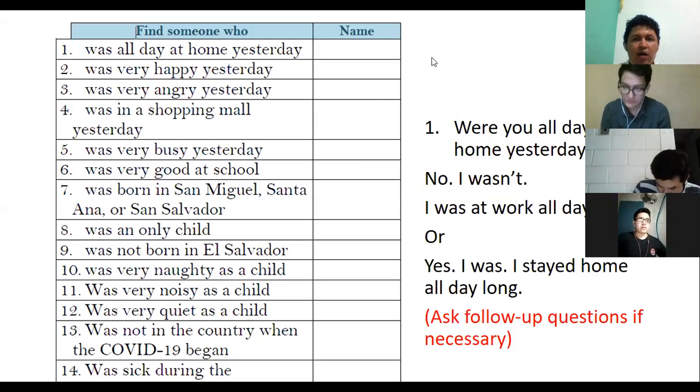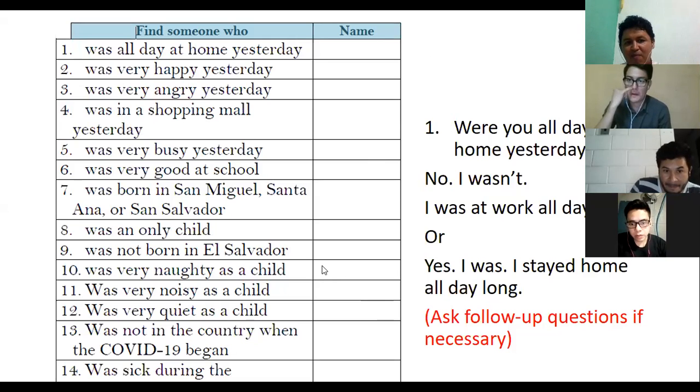All right, okay. So everyone, in 1 minute, you have to come back to the main station and be ready to share some of your responses. For example, you can say, Alex was a naughty child, but he was also quiet sometimes, and he says that he's quiet now. And you can also say, Roberto was born in San Miguel, and he was an only child, or he was not an only child. So those are the details I want you to share with the class, okay? Nice.